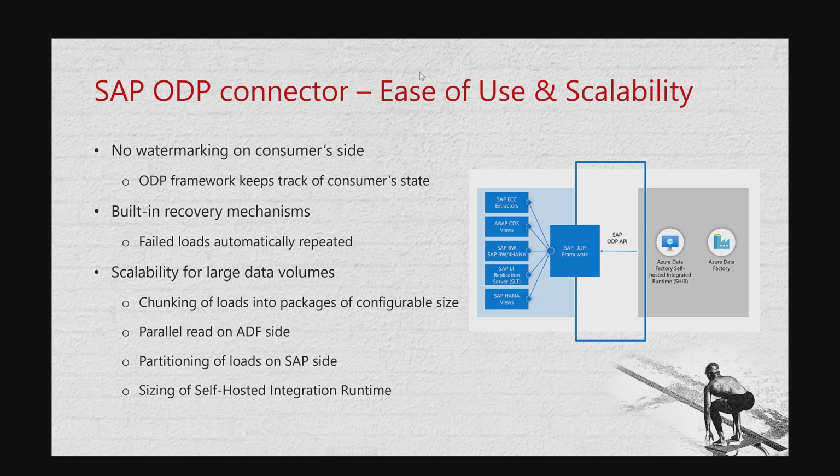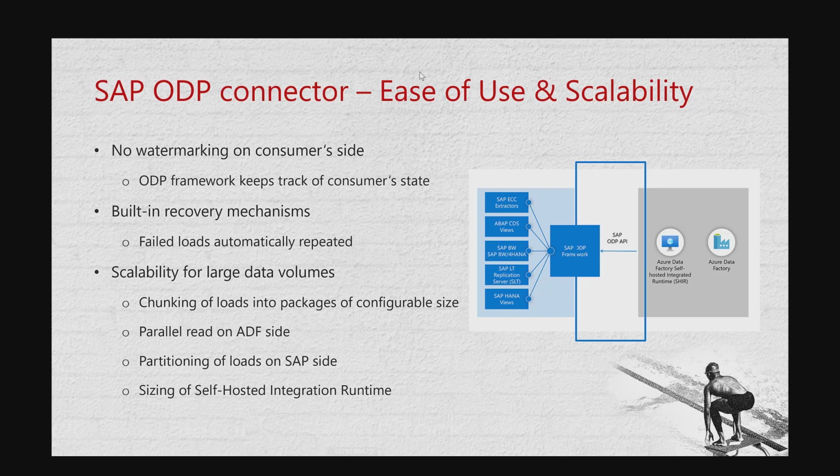So basically what happens when a load is started is that ODP calls the provider, requests the data in packages, stores these packages intermediately, and then the consumer can start fetching. And this is pretty much a handshake mechanism. So when the first package comes in, the consumer can start fetching. That's what ADF does. Plus, you can configure how many parallel readers you want to have on the ADF side.